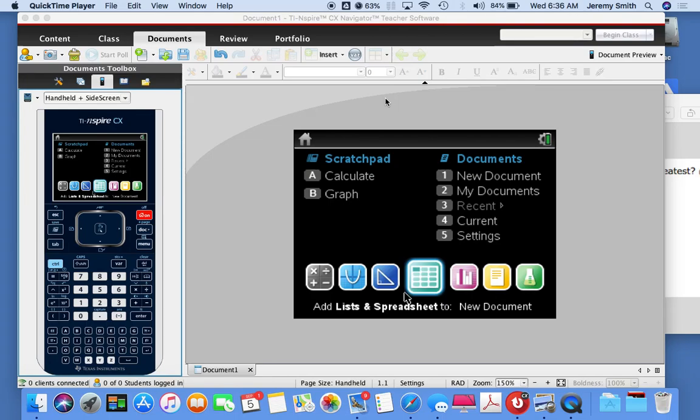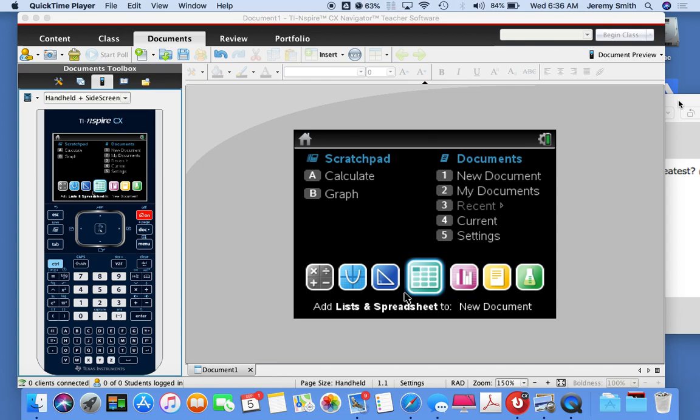We will discuss how to use the TI Inspire to order numbers from least to greatest and greatest to least. Typically, the mathematical terminology is that least to greatest is ascending and greatest to least is descending. The process of ordering is very easy using the TI Inspire.